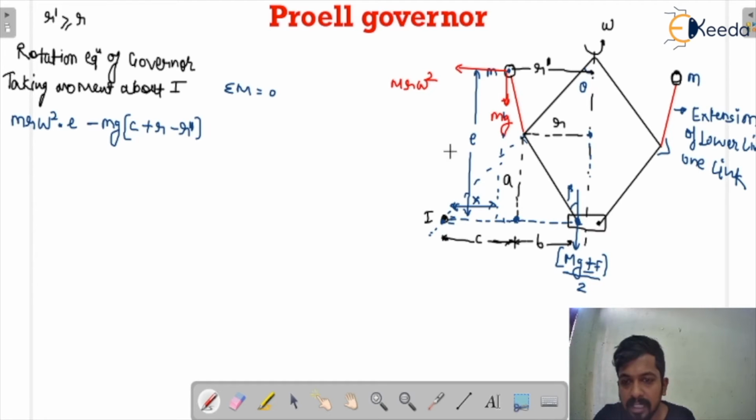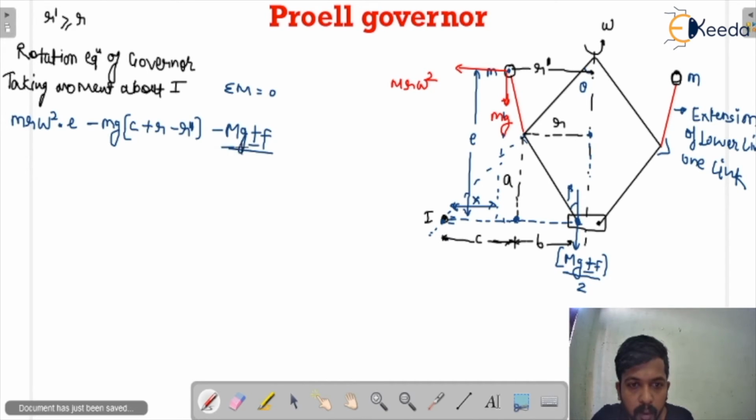Now this is in the clockwise direction, so we have considered a negative sign. Another one we can see here is also in the clockwise direction. The force is going to rotate in the clockwise direction about point O. So I'm saying minus, the force is mg plus minus f by 2. Everything is clear? This is the force, and what is the distance? c plus b. So that is b plus c.